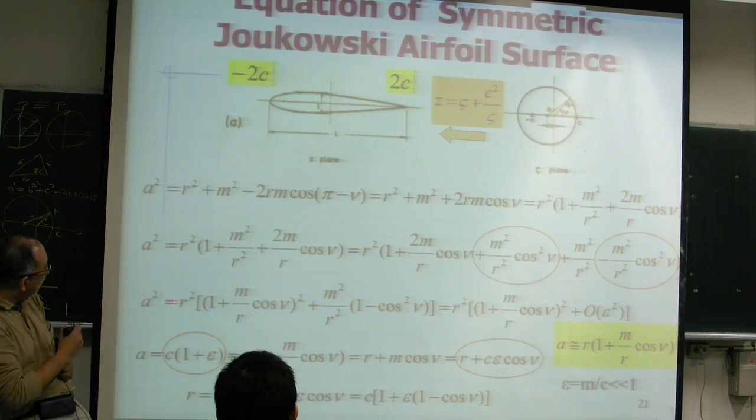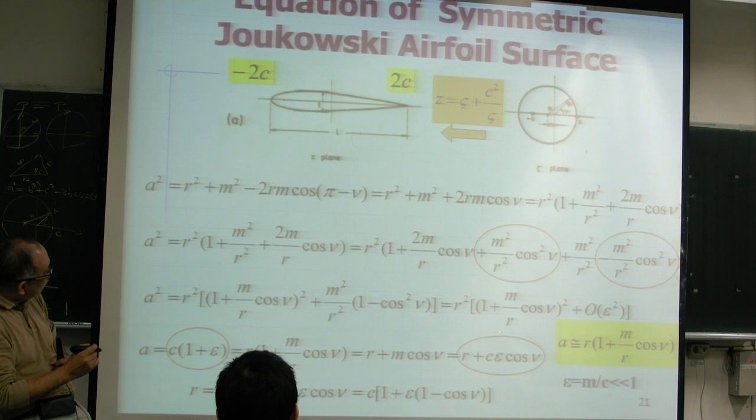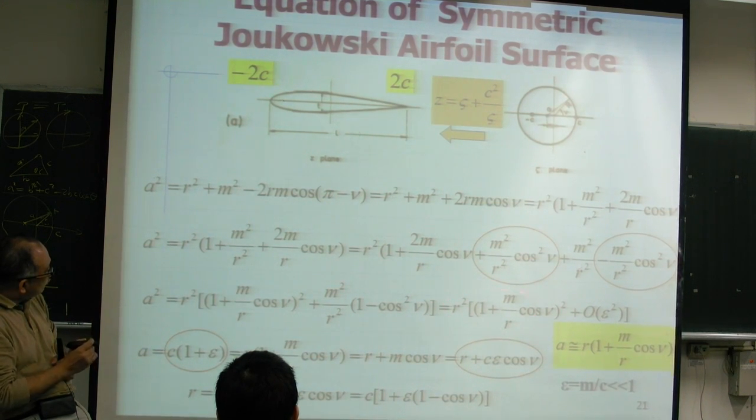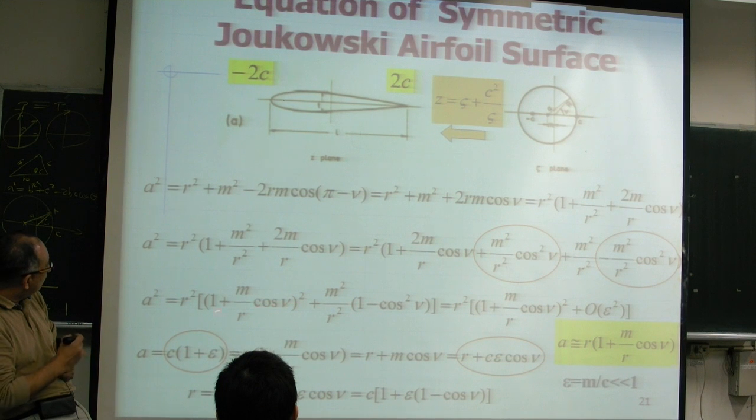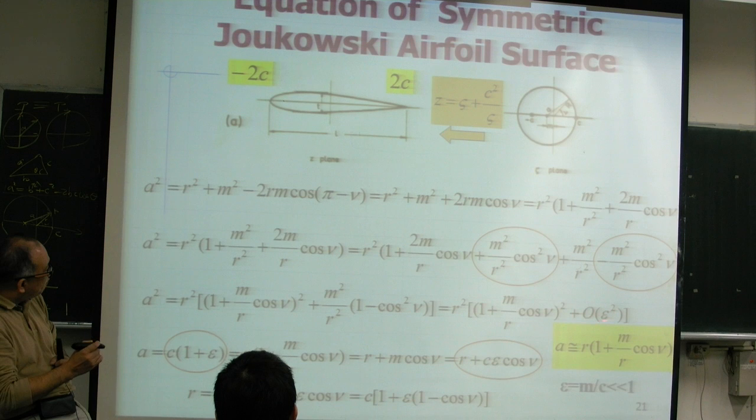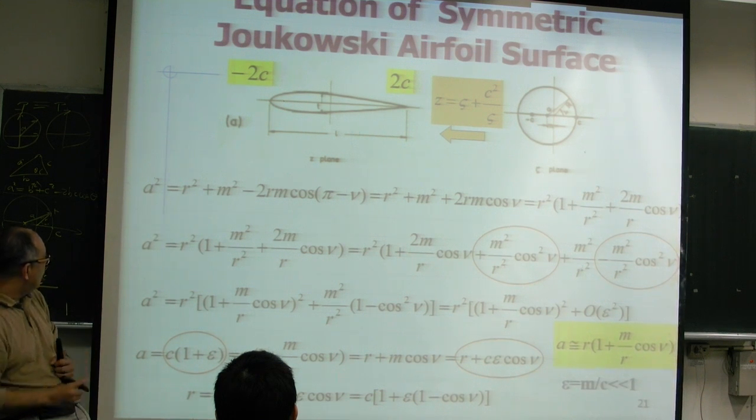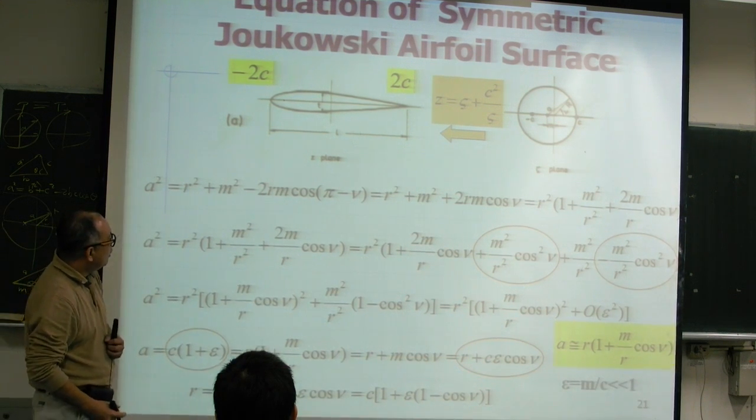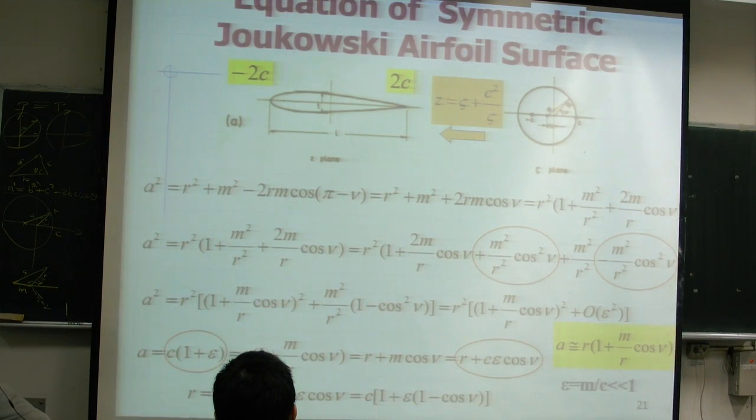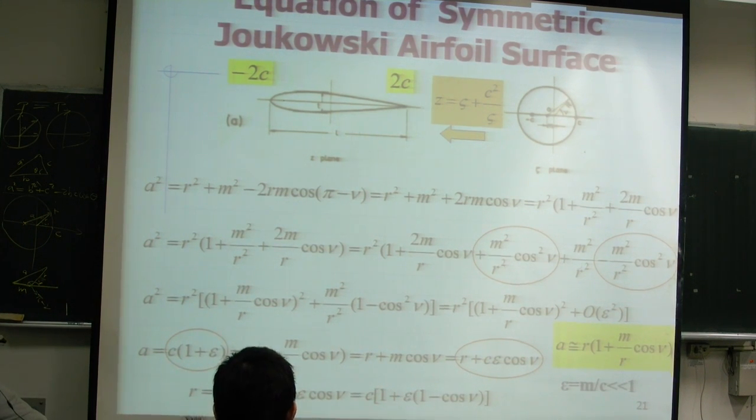So only the leading term will survive here. We only take the main term. So the leading term, a squared, will be equal to this. This is a very small number, so we can drop it. So we can describe a like this. This is all mathematics; I just try to give you the idea.